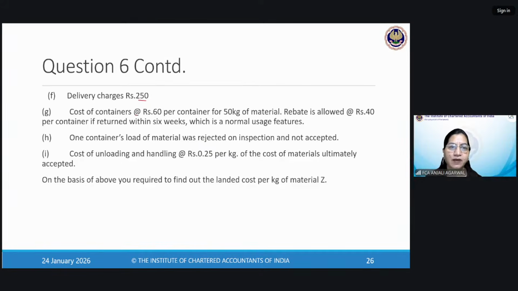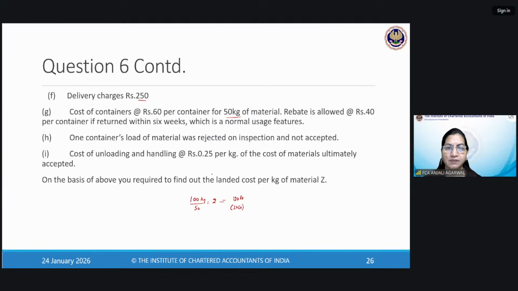Then sometimes you have to also pay extra for the cost of containers. So let's say rupees 60 per container and 50 kg of raw material is there in one container. So whatever is your requirement, if your requirement is 100 kgs, you want two containers, right? So you'll have to pay an additional 120 rupees: 60 into 2.